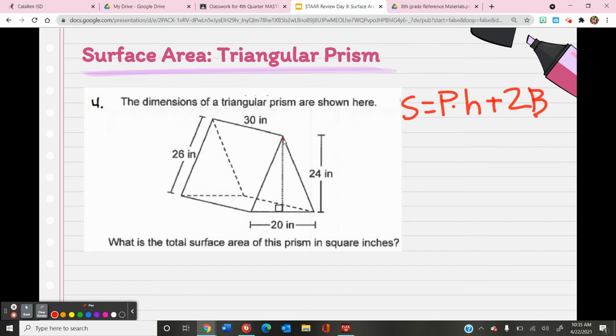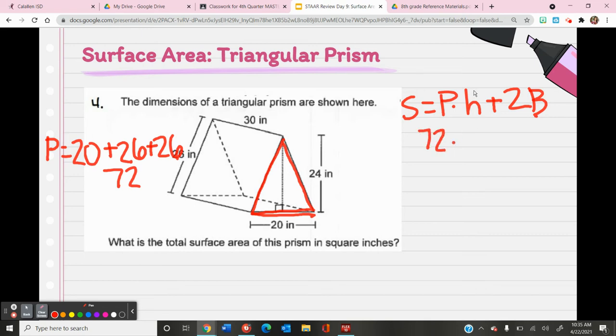So again, on this triangular prism, our base is the triangle, and we found the perimeter of our triangle by adding the sides. I had 20 on the bottom, and then I had 26 plus 26. So 20 plus 26 plus 26, we got 72. So our perimeter was 72. We multiplied that by the height of our prism, which was the distance between our bases, which was 30. And I added 2 times b, which is the area of our base.